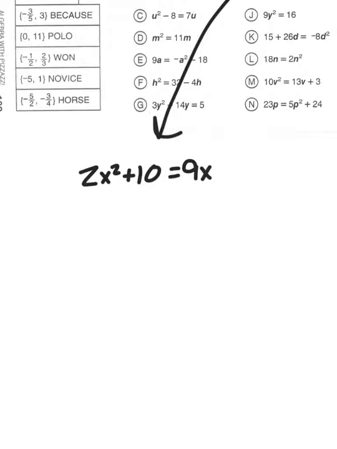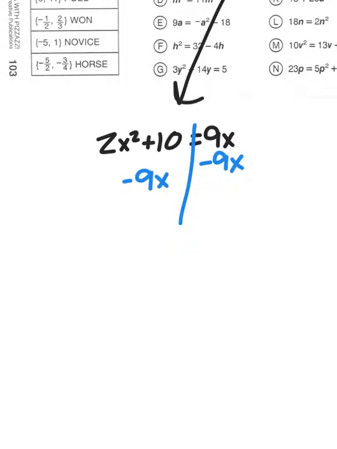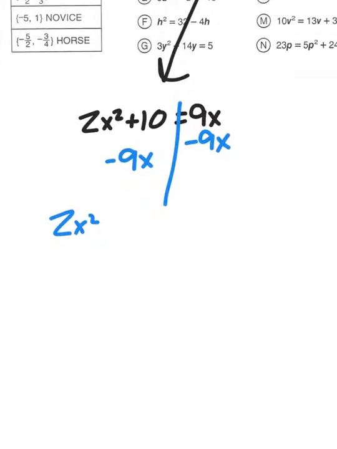Again, first thing I've got to do is get it set equal to 0. So I'm going to draw my line. I've got to subtract 9x from both sides. And again, you've got to write them in decreasing degree order to have a good chance at factoring it correctly. So 2x squared, then here's where the minus 9x has got to go in, plus 10 equals 0.